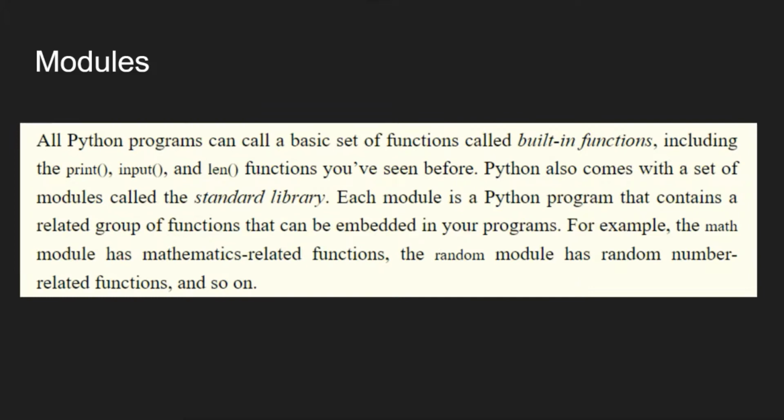Before we continue, we have to talk briefly about modules. All Python programs can call a basic set of functions called built-in functions, which are like print, input, len, range, all the stuff that we've been using. Python also comes with a set of modules called the standard library. Each module is a Python program that contains a related group of functions that you can use in your own programs. For example, the math module has functions related to math, and the random module has functions related to making and using random numbers, and so on.